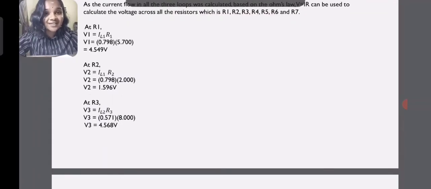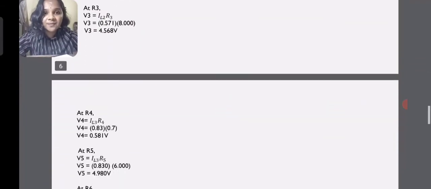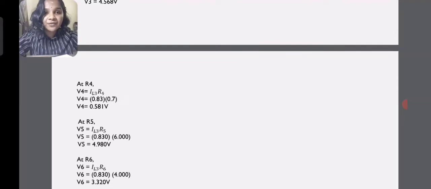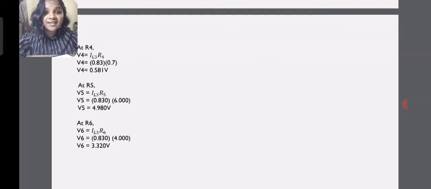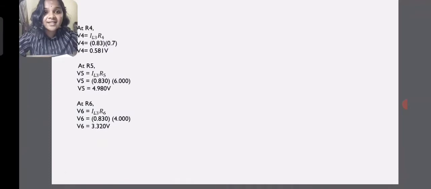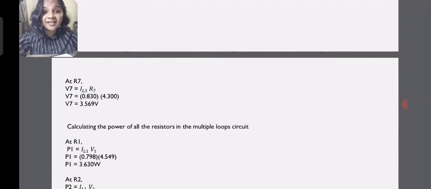At resistor 3, V3 is equal to 4.568 volt. At resistor 4, V4 is equal to 0.581 volt. At resistor 5, V5 is equal to 4.980 volt. At resistor 6, V6 is equal to 3.320 volt. And lastly, at resistor 7, V7 is equal to 3.569 volt.